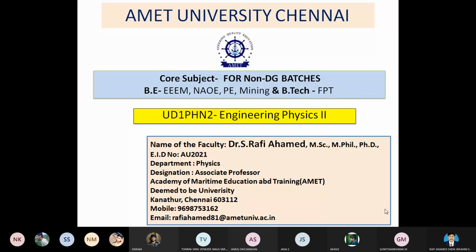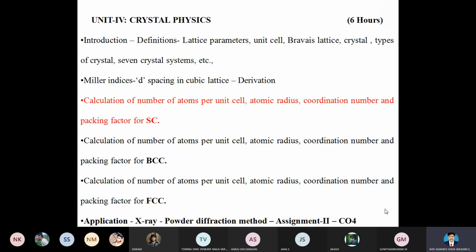We are in Engineering Physics 2, second semester. I hope that on Friday we are going to write our CAT2 examination. For the CAT2 examination, we have to complete the subject syllabus. So we are going to see unit number 4. Unit number 4 is crystal physics.